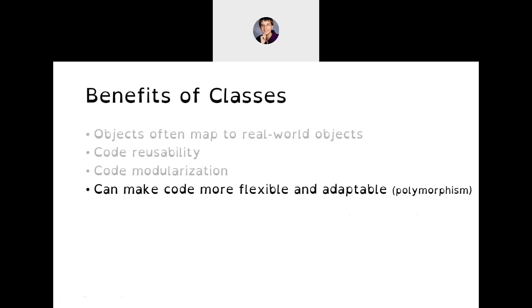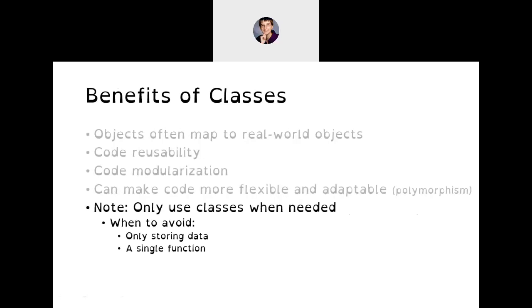Is that something you're interested in? You can look into a little bit more what more complex things you can do with things like classes. Of course, keeping in mind that it's not the be-all, catch-all, right? So if you only are storing data, right? Something like a dictionary is probably fine. If you only have a single function, you probably don't need to write a class for that.